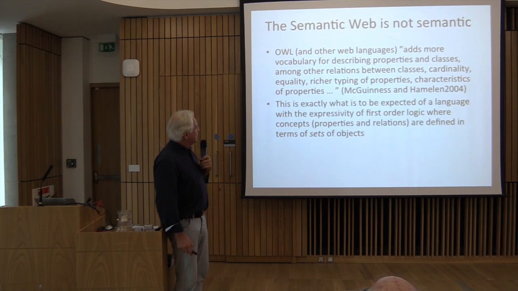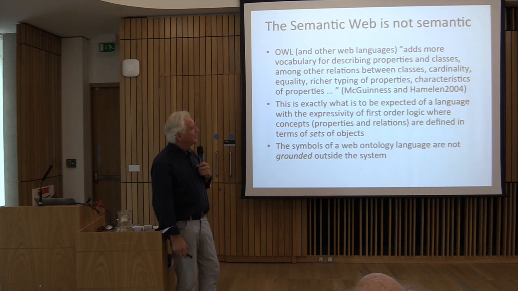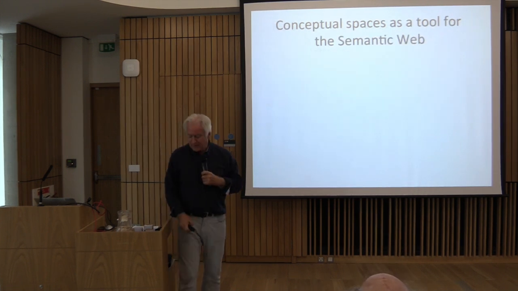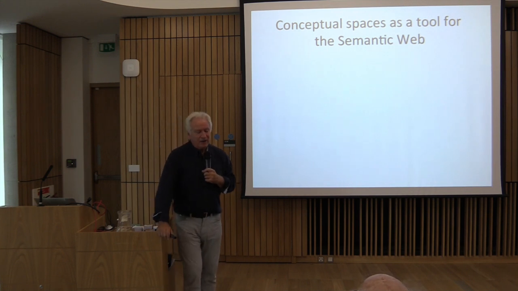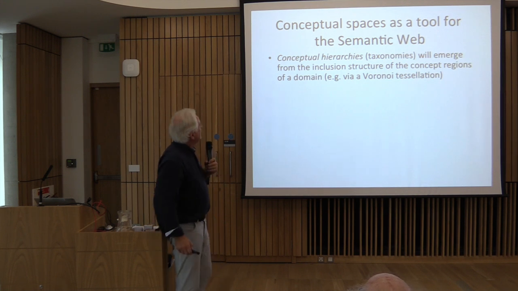Criticism: you only have the expressivity of first-order logic, sets of objects, and they are not grounded outside the system. That's another criticism of the symbolic system. I should have spent more time on this, I'm sorry. However, some people have tried to extend this, this is a paper by... no, I'm sorry, this is not what I'm saying.